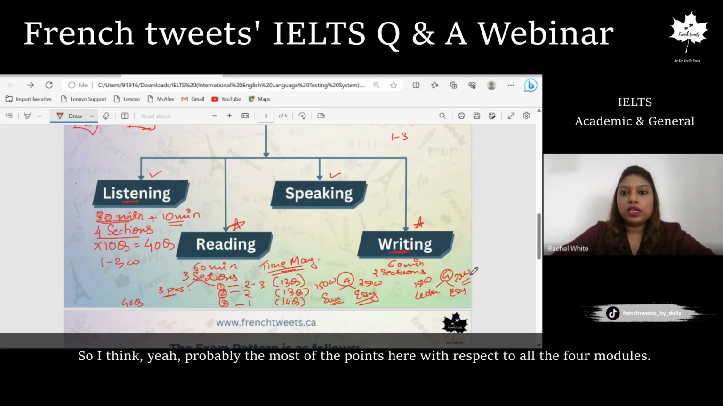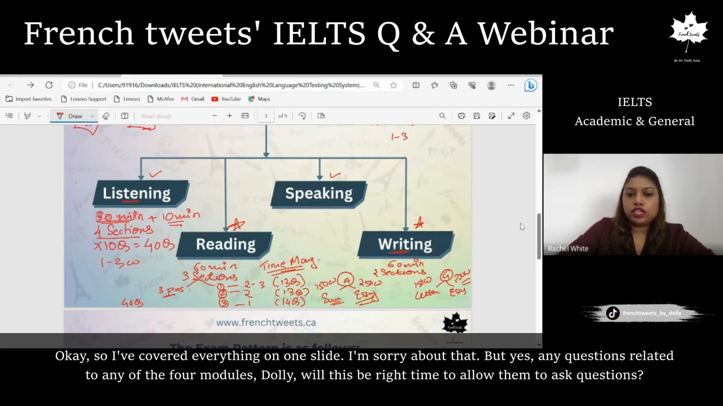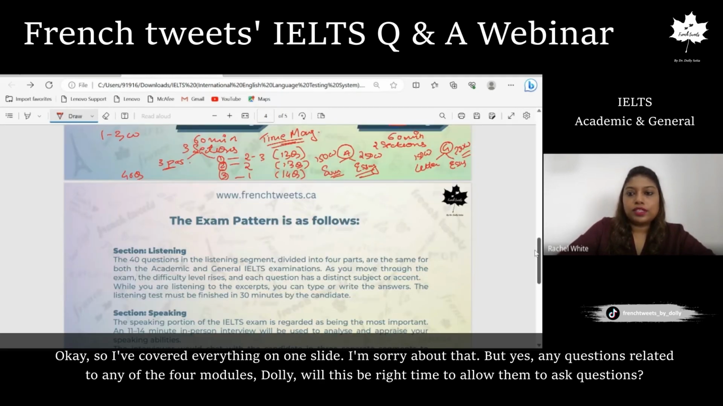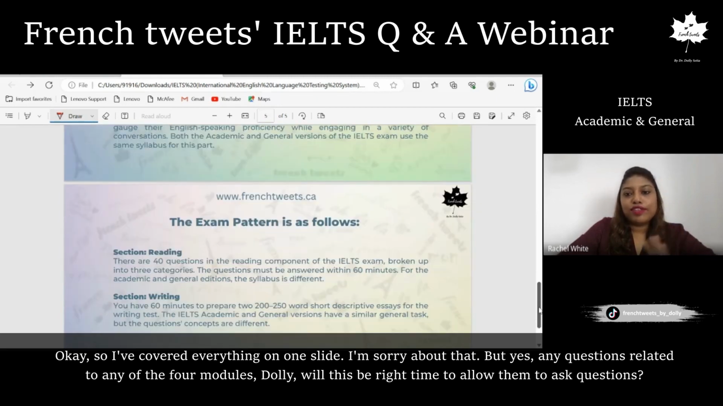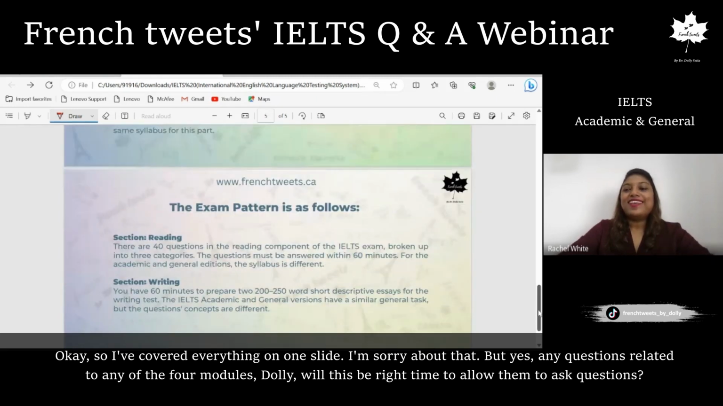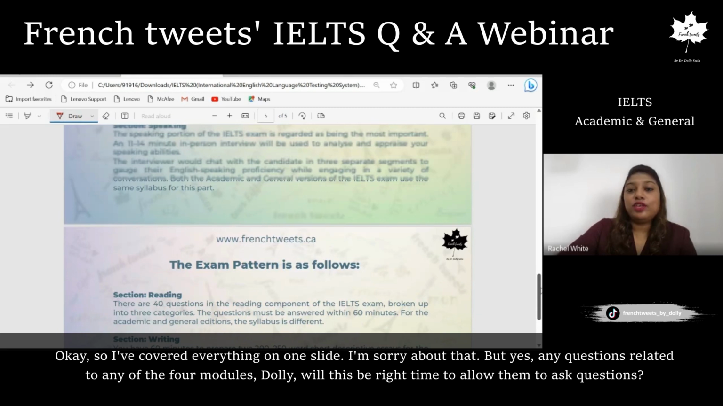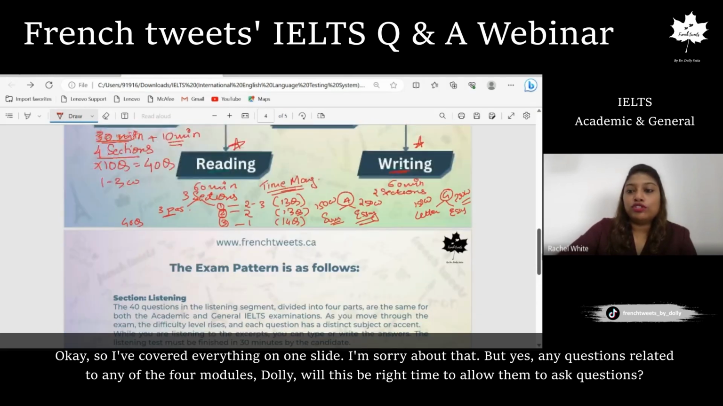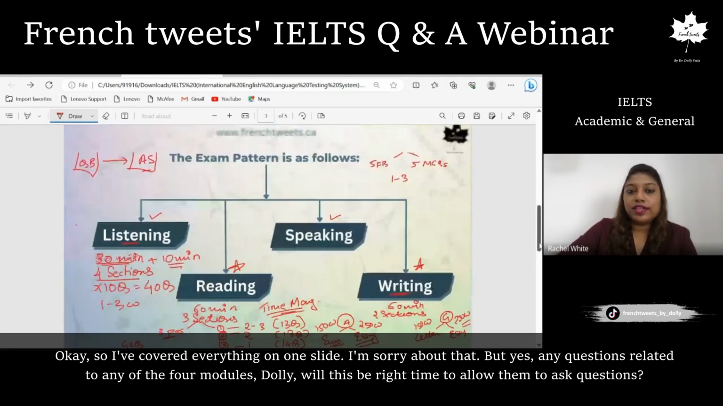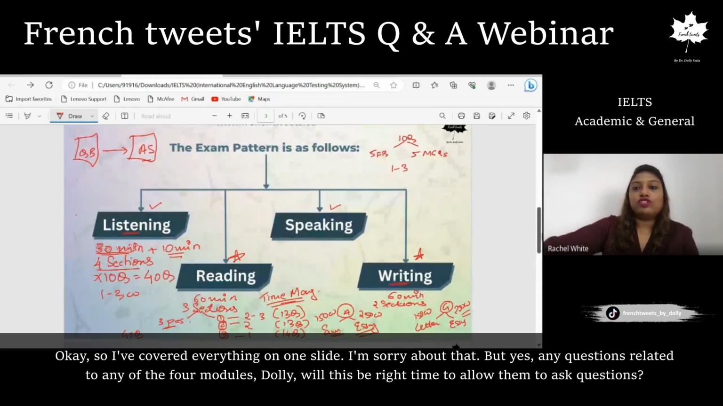Fine. So I think, yeah, I've covered most of the points here with respect to all the four modules. And yes. Okay, so I've covered everything on one slide. I'm sorry about that. But yes, any questions? Any questions related to any of the four modules? Dolly, would this be the right time to allow them to ask questions?